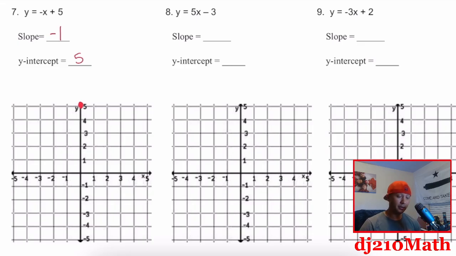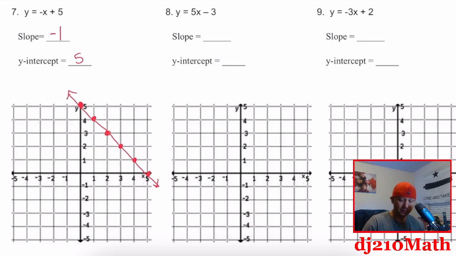So I go down 1 and over 1. Rise over run. All whole numbers are over 1. Me personally, I always go to the right no matter what. If it's positive, I go up. If it's negative, I go down. No matter what, I go to the right. So down 1 to the right 1, down 1 to the right 1, and so on. Connect the dots, and there's our line.